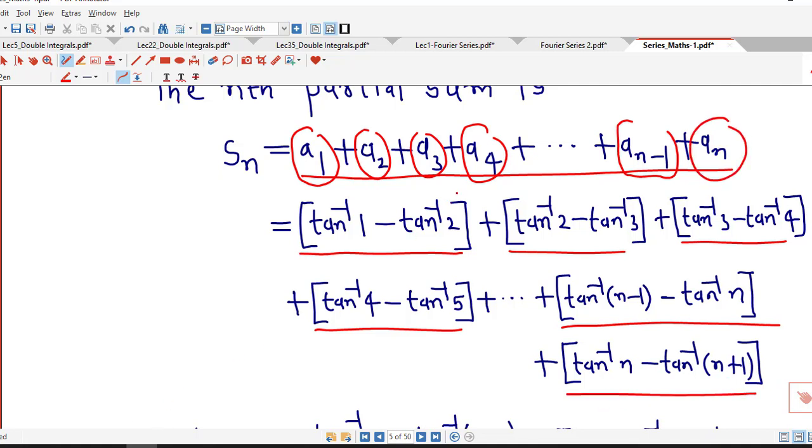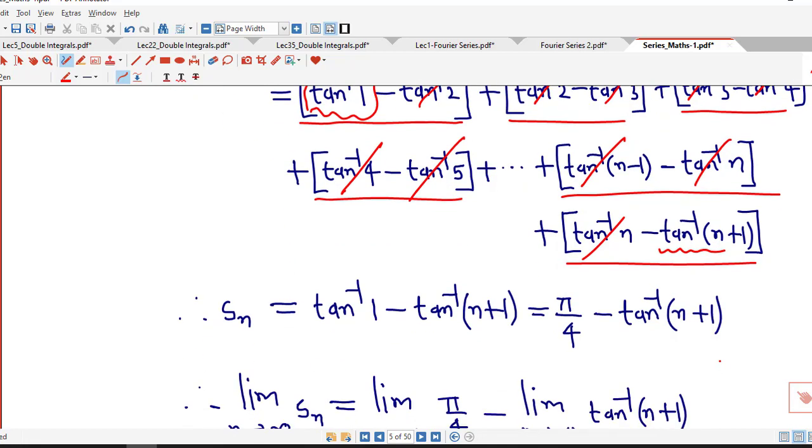So here also we can see tan inverse 2 will cancel out, this will also cancel out, tan inverse 4 will cancel out with this, tan inverse n will cancel out with its previous term, and this will cancel out with the succeeding term. So finally Sn is equal to tan inverse of 1 minus tan inverse of n plus 1. Tan inverse 1 is pi by 4, and we keep this as it is.